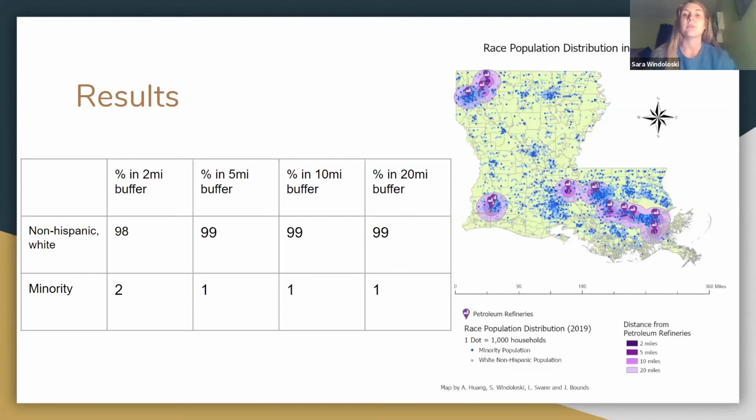And then for the racial distribution, as you can see, it remains pretty steady throughout the 2, 5, 10, and 20-mile buffers, where the majority, 98 up to 99% of people, were non-Hispanic whites, and the minority obviously makes up a very small percentage of these people. And again, we did that by aggregating the number of cases within each buffer, then divided by the total number of people present in that buffer to get the percentages of the distribution of races within each buffer region.